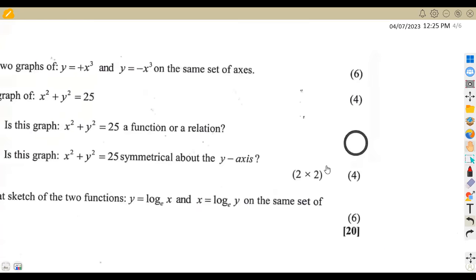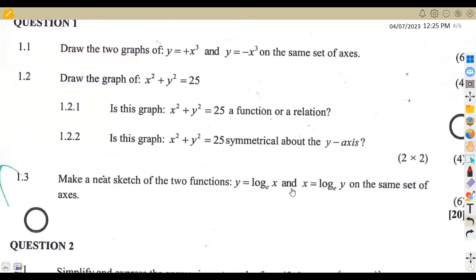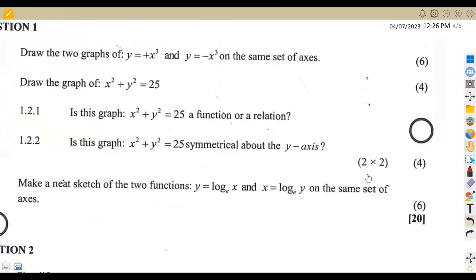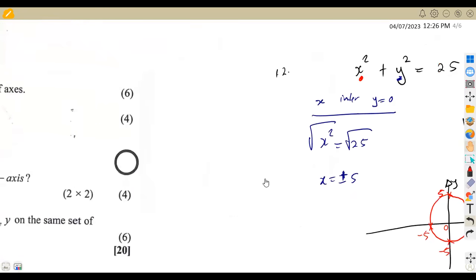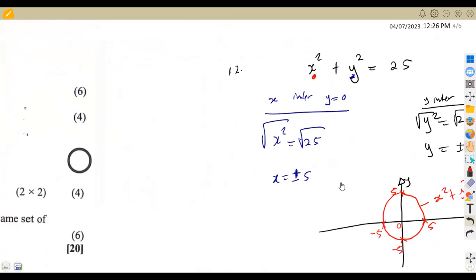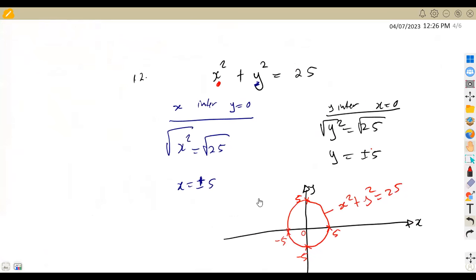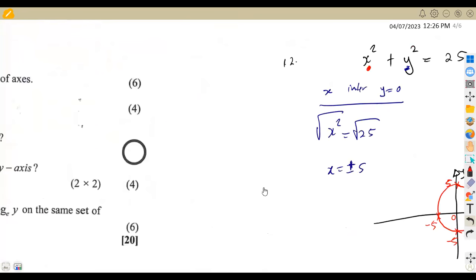On question 1.21, we are given, is this graph x squared plus y squared is equal to 25 a function or a relation? All right, so this is not a function, it's actually a relation. So a circle represents a relation in this case. Okay, so we've got infinity values in this case. So that's actually a relation.